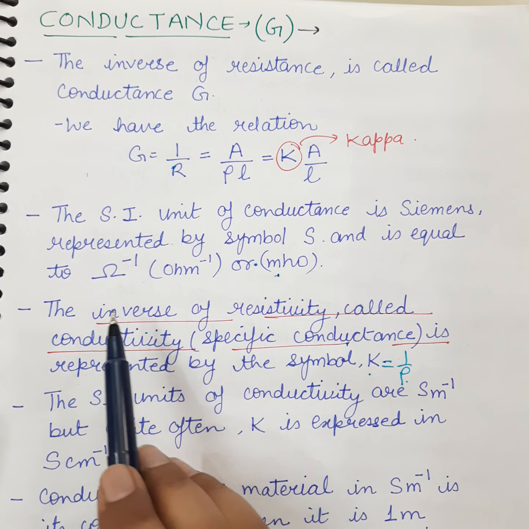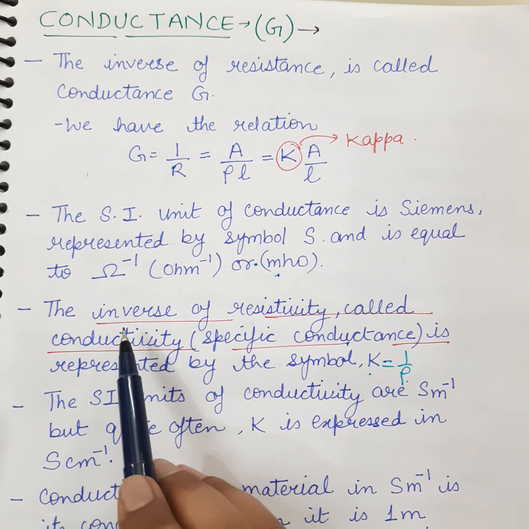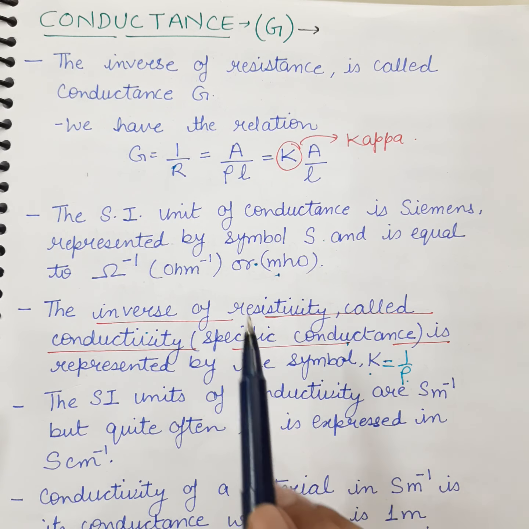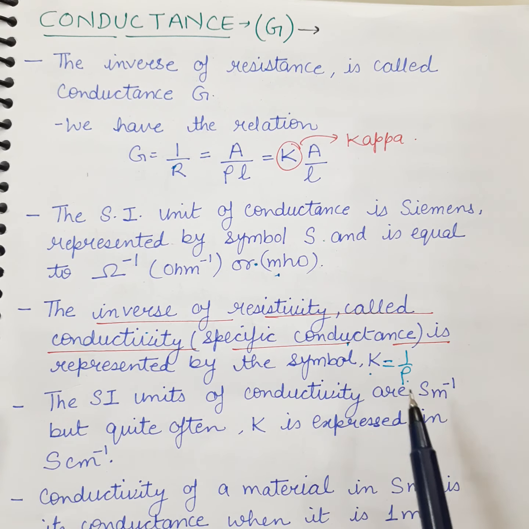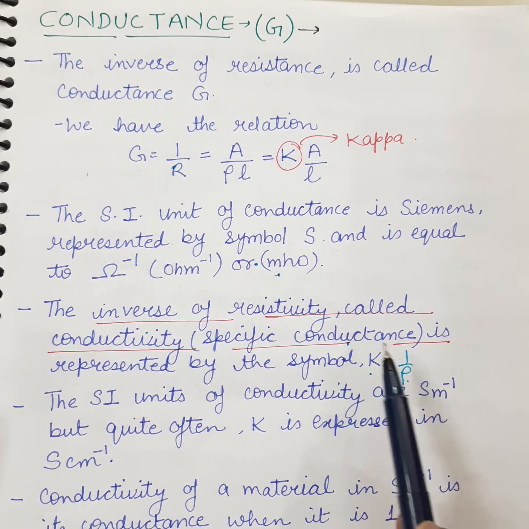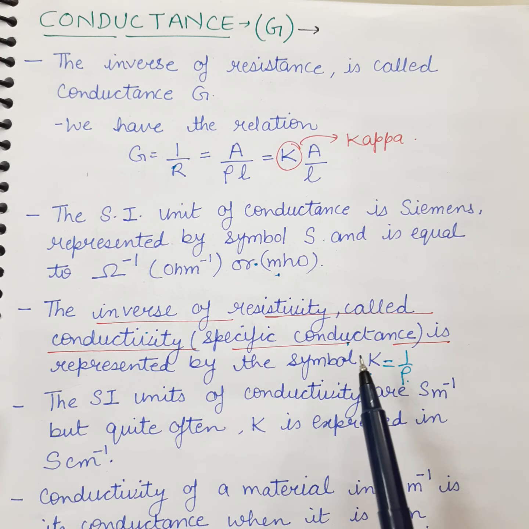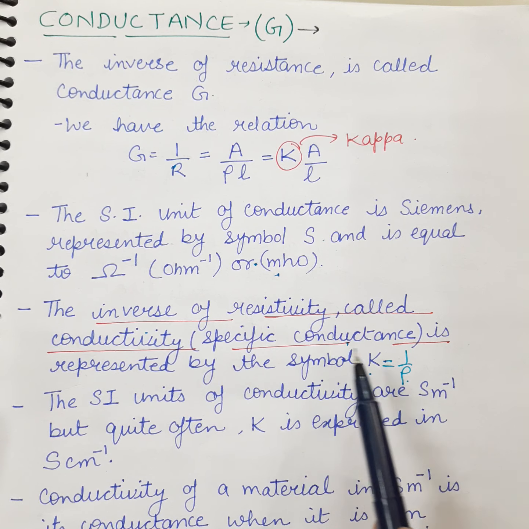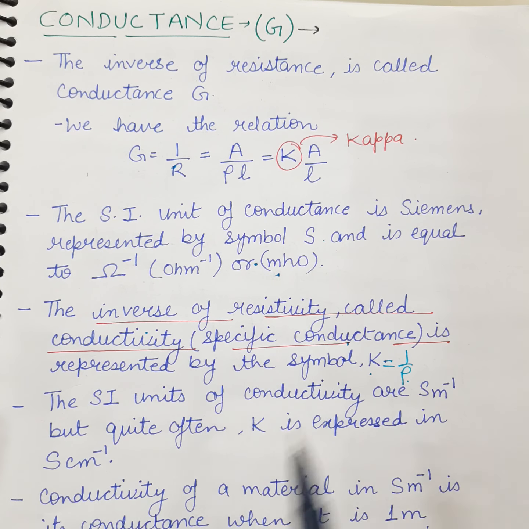The inverse of resistivity is called conductivity. Resistivity is rho, so 1 upon rho equals kappa, K. That is known as conductivity, or in IUPAC we can say it is known as specific conductance. So the SI unit of conductivity is Siemens per meter. But quite often kappa is expressed in Siemens centimeter inverse.